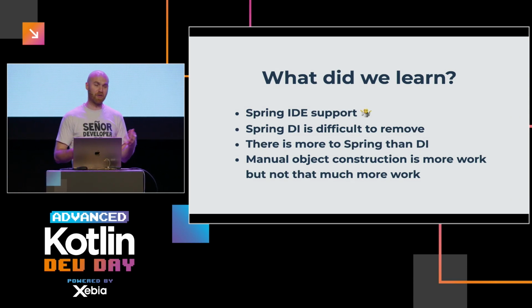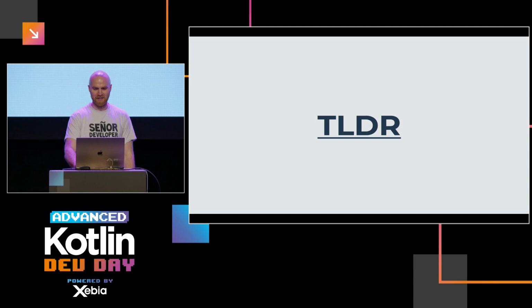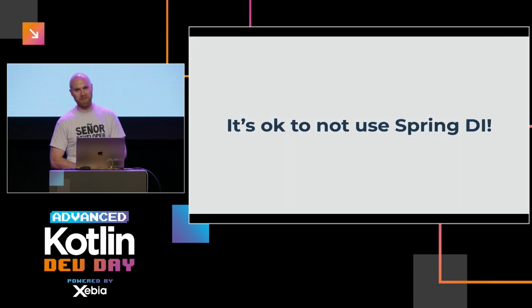And to be fair to Spring, there is way more to Spring than dependency injection. In the final code, we were still using Spring technologies for JDBC and so on. And it also has lots of endpoints which we didn't see, like actuator endpoints which show the health of the JVM and so on. And I guess what I learned is that object construction is more work, but it's not that much more work. And as a one-line summary, I would say, it's okay to not use Spring DI.